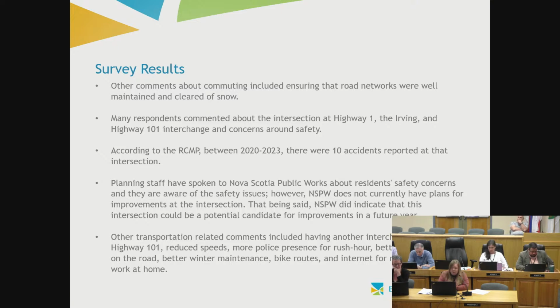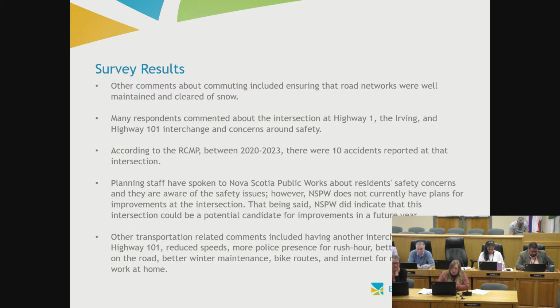Many respondents commented about the intersection at Highway 1, the Irving, and Highway 101 interchange and concerns around safety. And I did reach out to RCMP, and they indicated that between 2020 and 2023, there were 10 accidents reported at that intersection. And we realized that in 2020, there probably wasn't much traffic due to the pandemic, but we can look at it again at a future time.